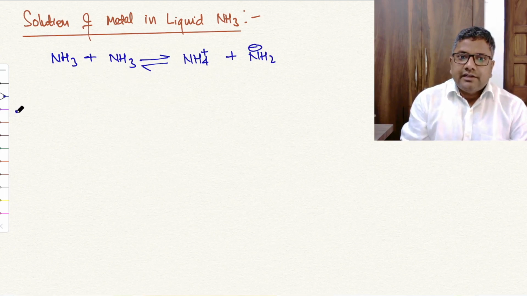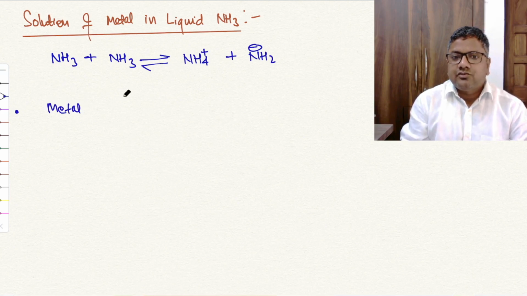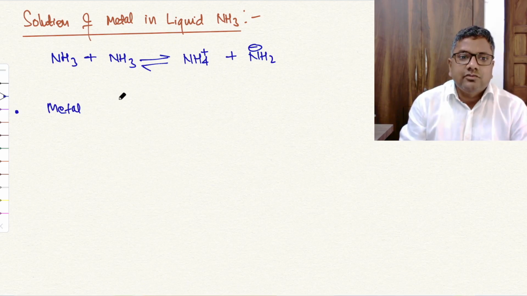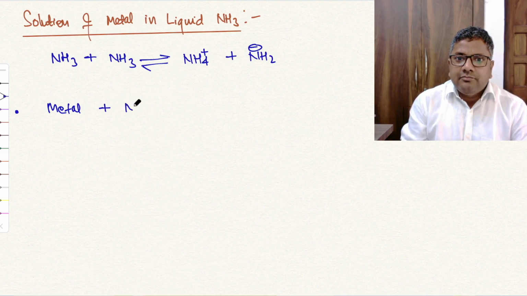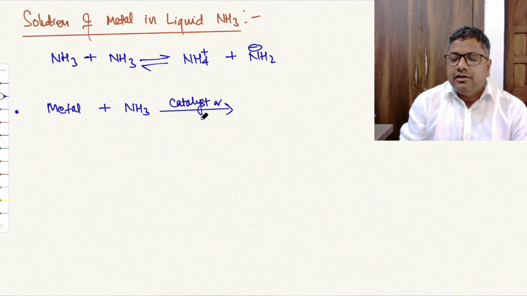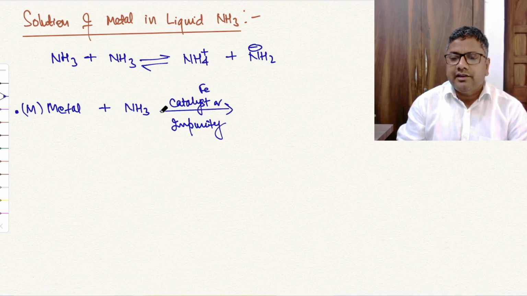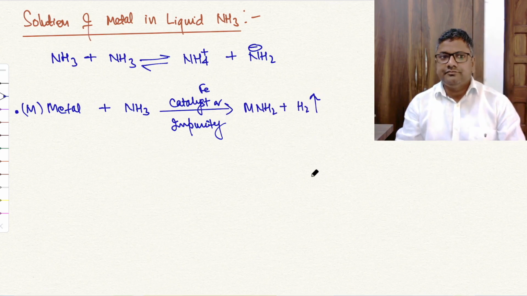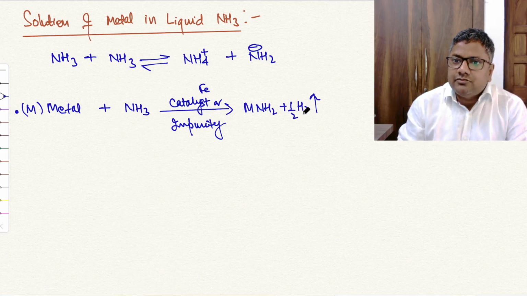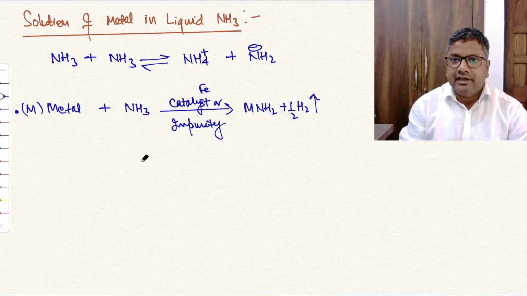Suppose you take a metal of the first group, or even a few metals of the second group, in liquid ammonia, but there is some impurity or catalyst like iron in that metal. Immediately this metal M of the first group reacts and forms MNH2 and hydrogen, half of H2. This is a very simple mechanism.